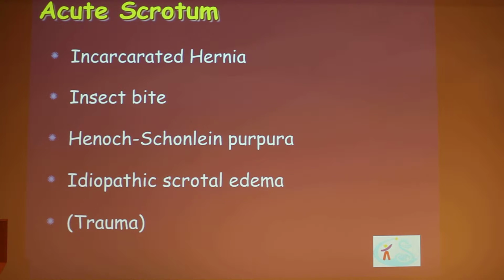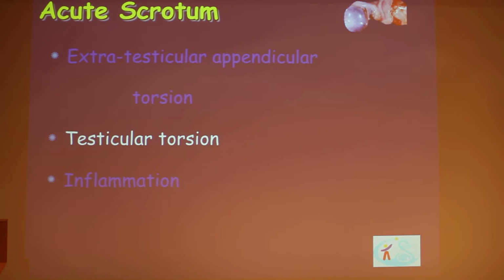And there are other less common reasons that you always have to keep in mind, or the clinicians should keep in mind: incarcerated hernia, insect bite, HSP, idiopathic scrotal edema, and of course, trauma. Let's talk first about testicular torsion, because that is the most important of these entities, and the one that we really, really don't want to miss.